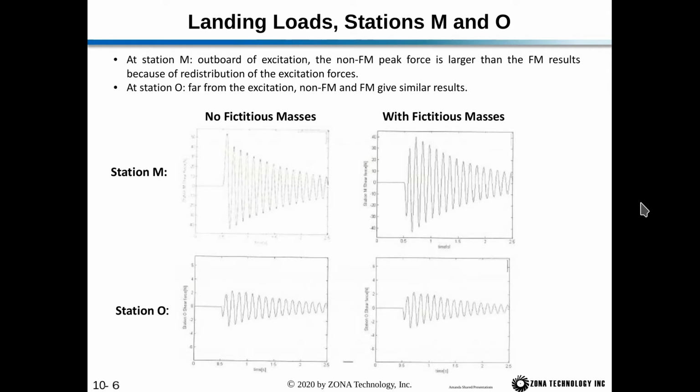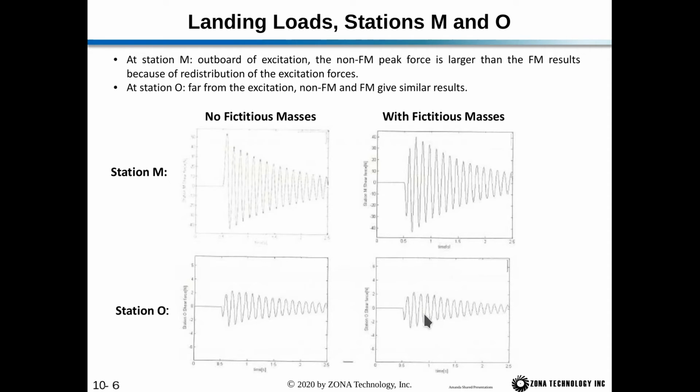Now we'll look at stations M and O. At station M, outboard of the excitation, the non-fictitious mass peak force is larger than the fictitious mass results because of the redistribution of the excitational forces. So with the no fictitious masses, our peak is about 50 newtons here, and with fictitious masses, the peak is about 40 newtons. And at station O, which is far from the excitation, the non-fictitious mass and the fictitious mass give similar results. So you can see these two plots visually, they look identical.